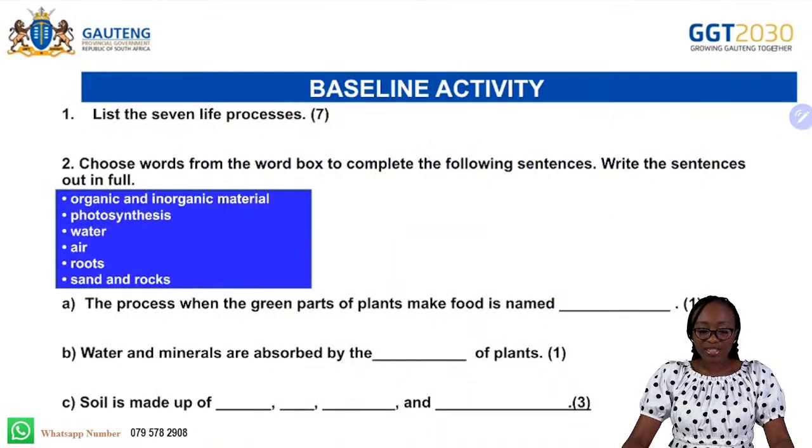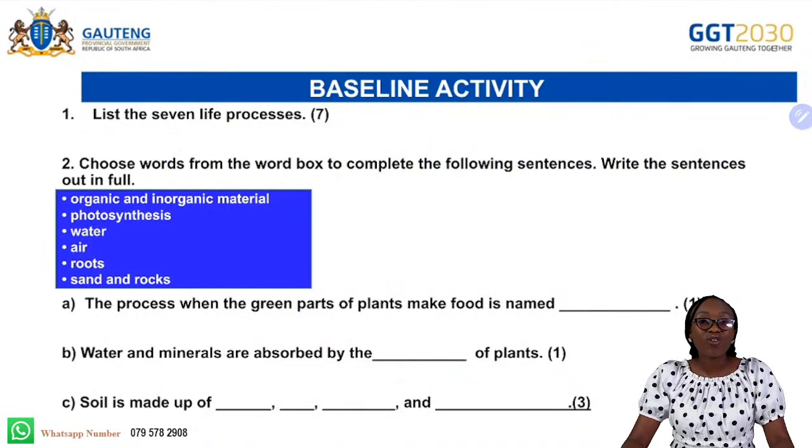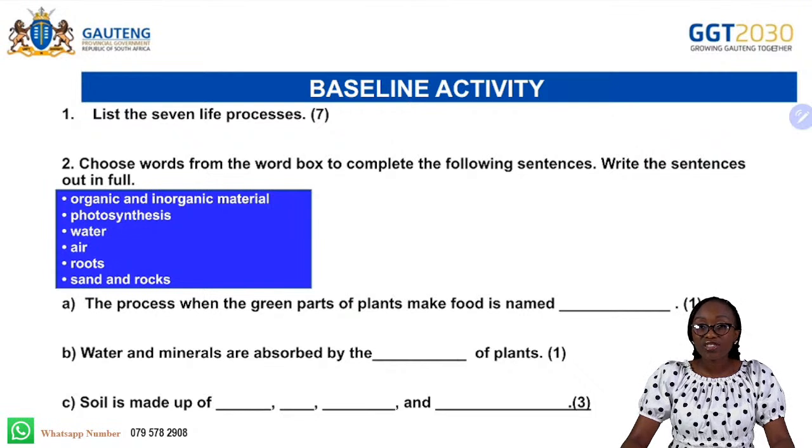Now that we are done with our pre-knowledge, let's move on to the baseline activity. These are just a few questions to jog your memory. I'm going to read out the questions, give you time to answer them, and then after that, we are going to answer the questions together. The first question reads, list the 7 life processes.